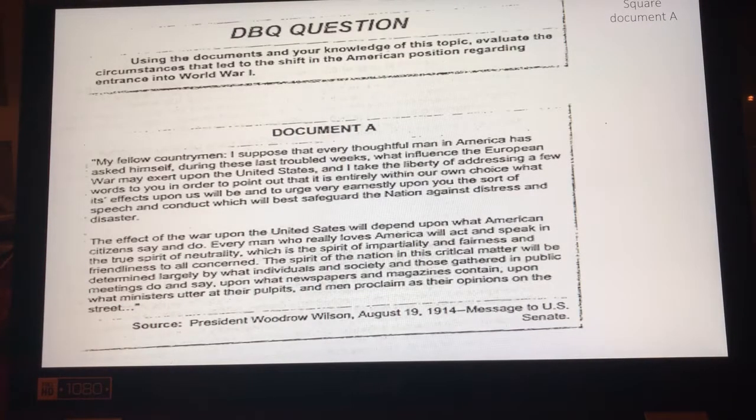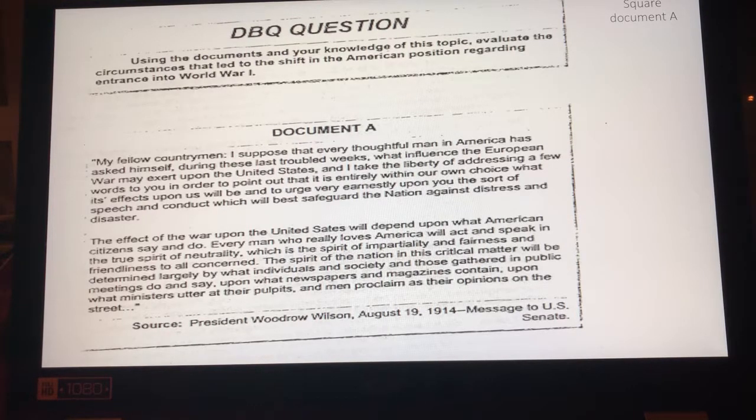So we're going to go to the square documents. The square documents are a couple of pages in, and we're going to go to document A. I just blew it up on my screen. So I'm going to read this. This is President Woodrow Wilson, August 19th, 1914, and his message to the U.S. Senate. We're going to look at what this document's saying, and we'll look at the historical situation, intended audience, point of view, and purpose. We could say the intended audience is the Senate, right? He is talking to them, but in all reality, he's probably talking to the American people as well.